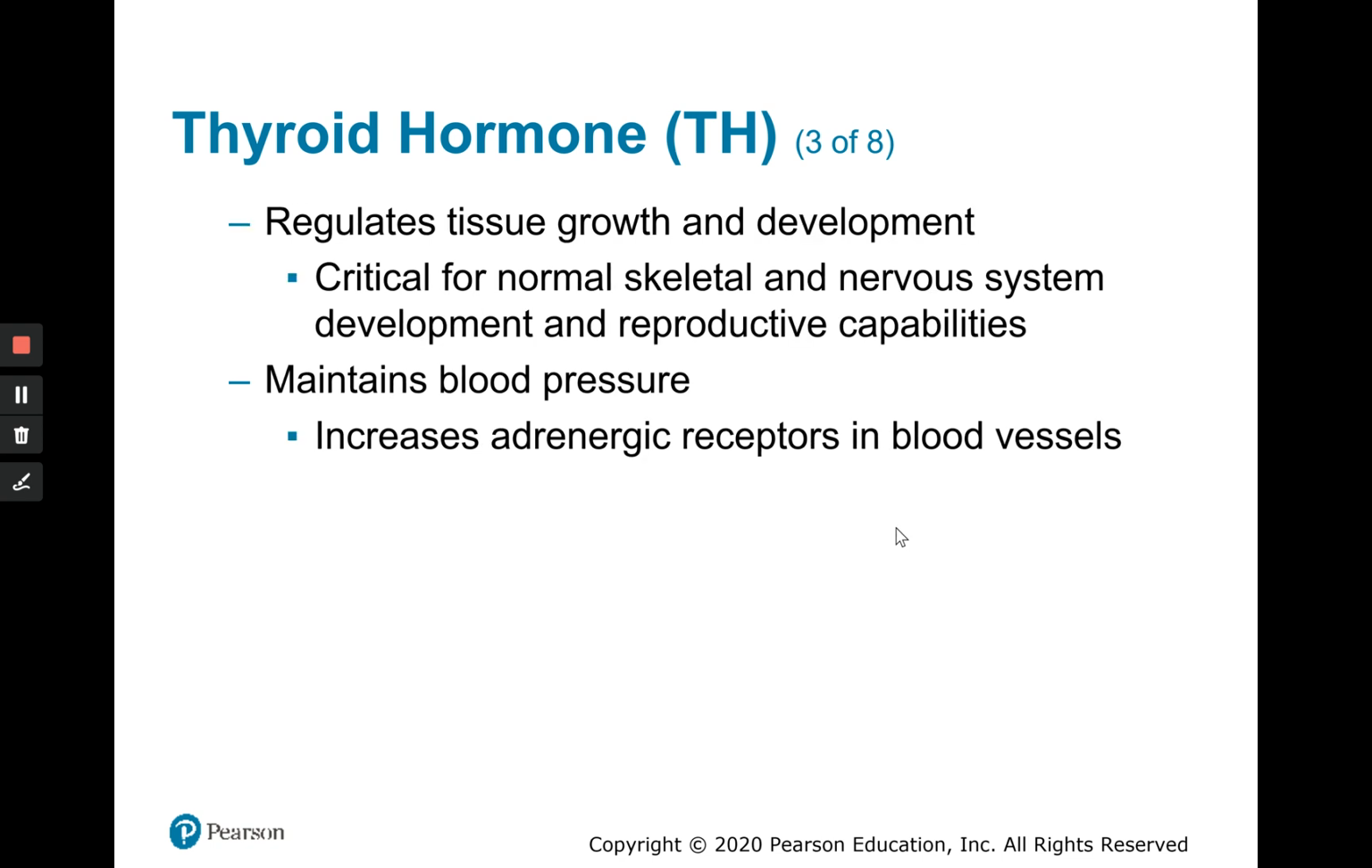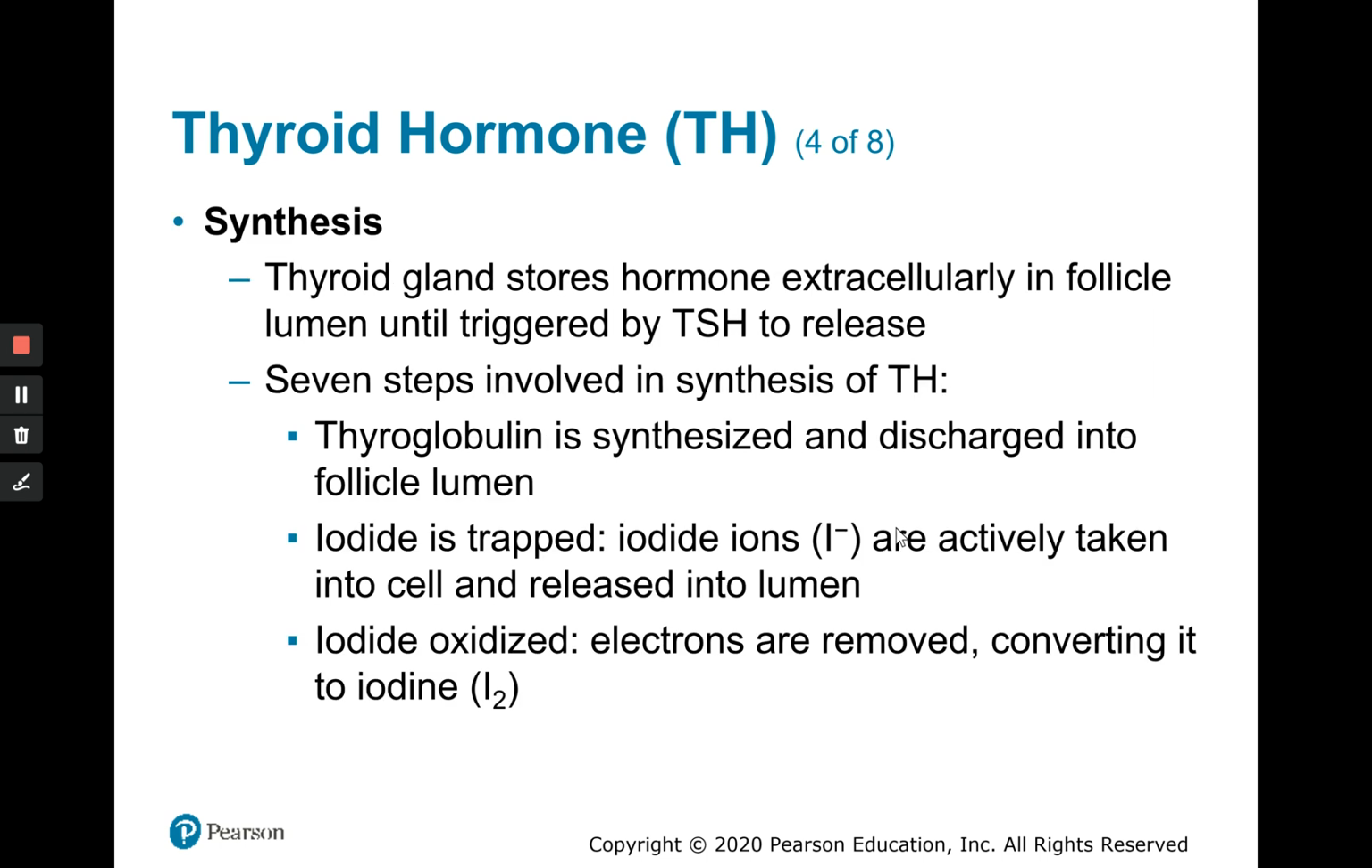So it regulates tissue growth and development. So we see definitely skeletal growth, nervous system development, reproductive capabilities, all relying on either permissiveness or aid that's provided by thyroid hormone in its actions. It's even able to maintain blood pressure. It increases adrenergic receptors in blood vessels. If you don't remember from A&P 1, adrenergic receptors will bind to epinephrine or norepinephrine.